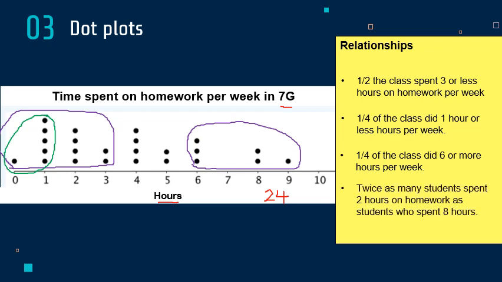Now, there's other relationships you can find here. They're not so meaningful. You could say that twice as many students spent 2 hours on homework, so that's here, as students who spent 8 hours on homework. You can find lots of different relationships here, or you could say, 5 times as many students spent 1 hour than spent 0 hours. It's probably not so relevant though. I think it makes more sense to kind of split the class up this way into halves and quarters because it gives you an idea of what proportion of the class is spending a lot of time on homework and what's spending not very much time at all.